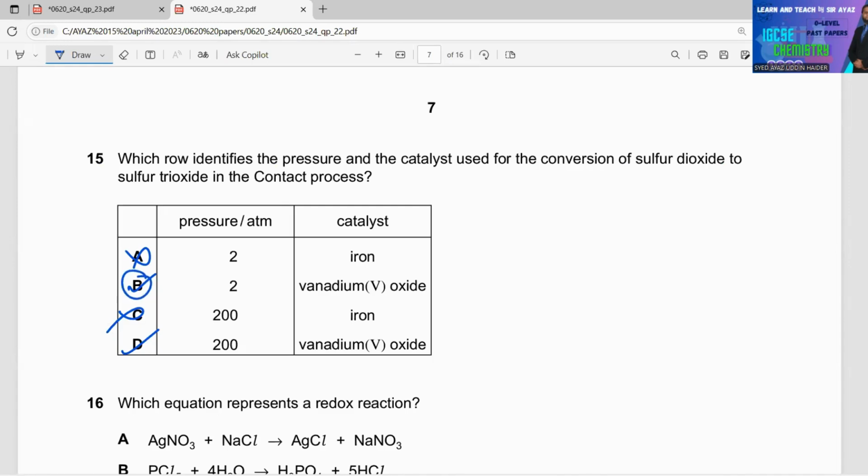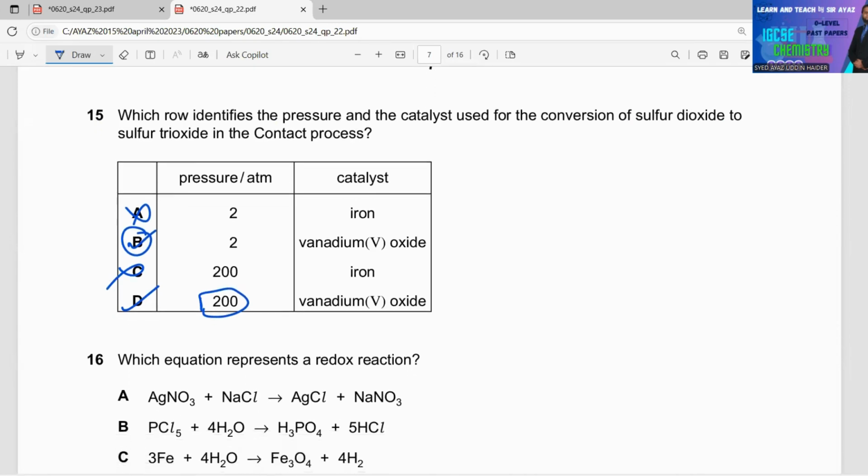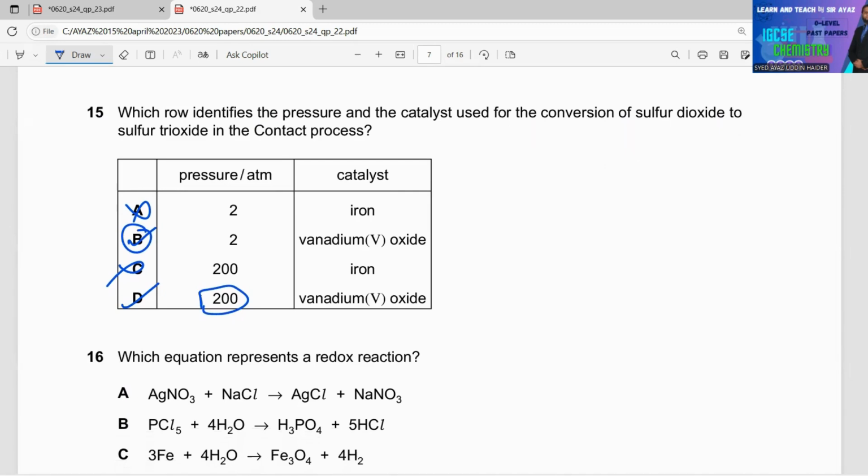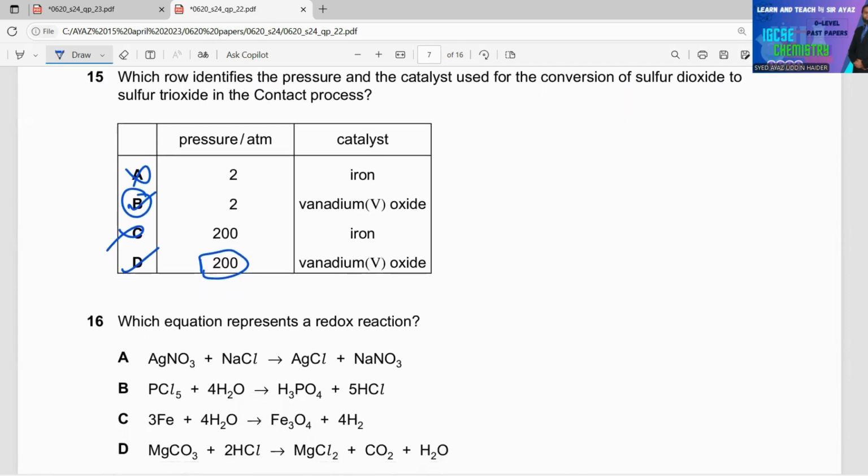You can't have the high pressure, which is 200 here, because if you increase the pressure, the amount or moles of the corrosive gases will increase on both sides of the equation.